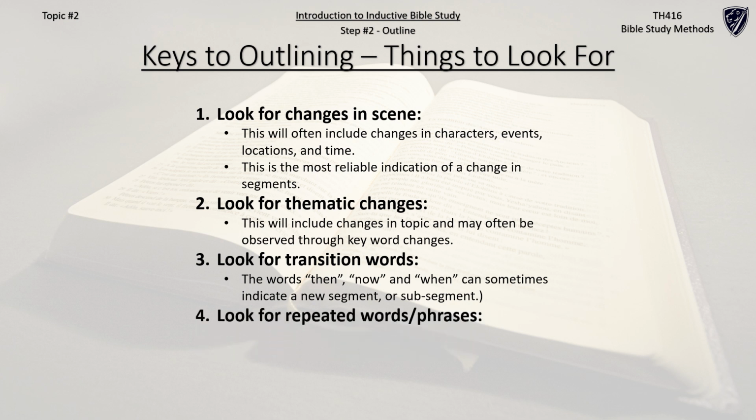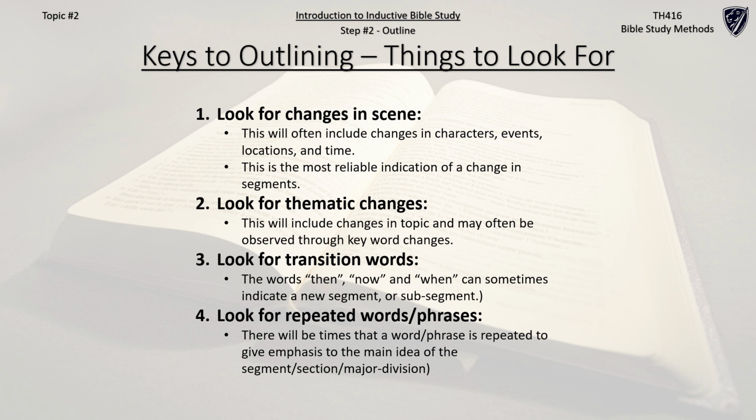Additionally, number 4, look for repeated words or phrases. Now, there will be times where a word or phrase is repeated to give emphasis to the main idea of the segment, section, or major division, and that will help you understand that you're still in the same part of the book. For example, there are 2 main parts to the book of Judges. The first part is the historical portion that just talks to you in a linear fashion about the various judges. Okay, then there was this judge, then there was this judge, and then there was this judge. That ends with Samson.